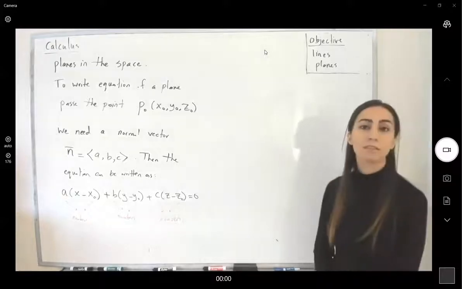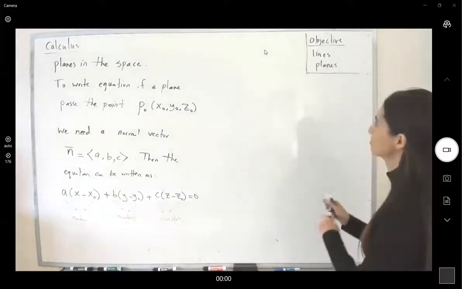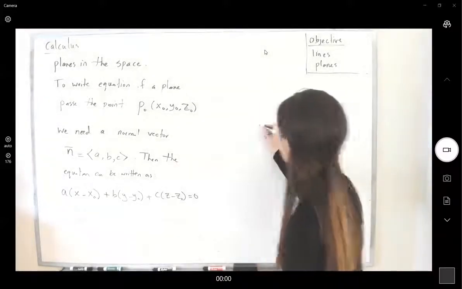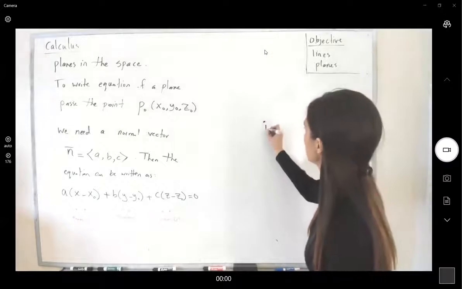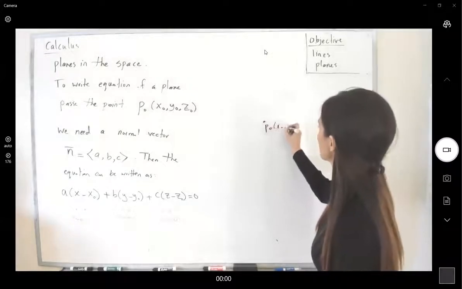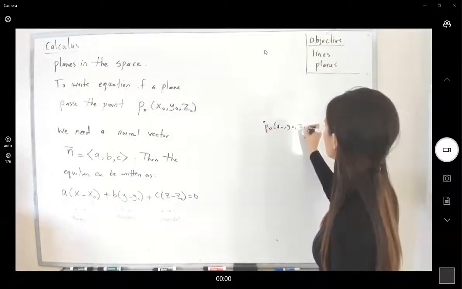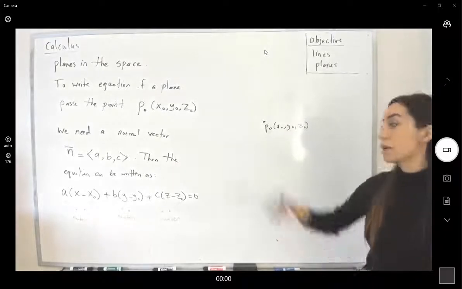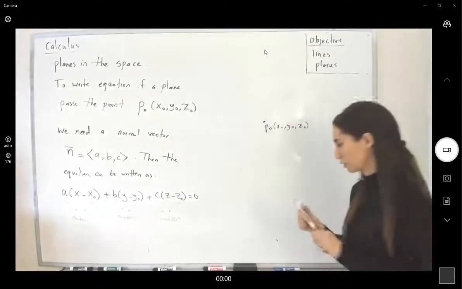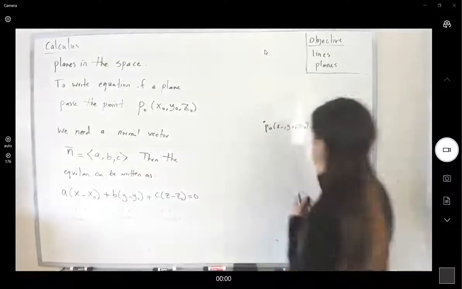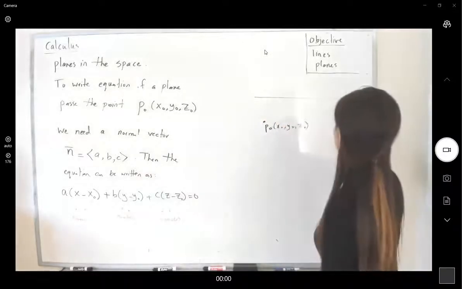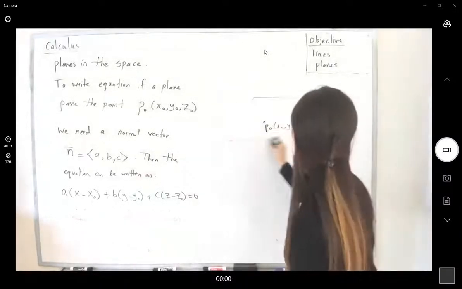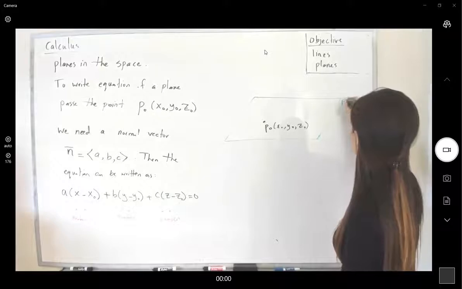So where does it come from? Suppose you have a point P sub 0 in space, and a plane P passes through this point.